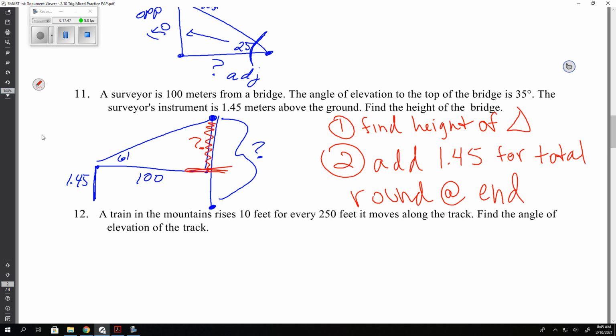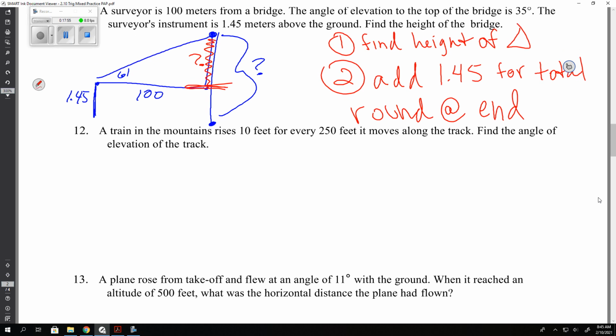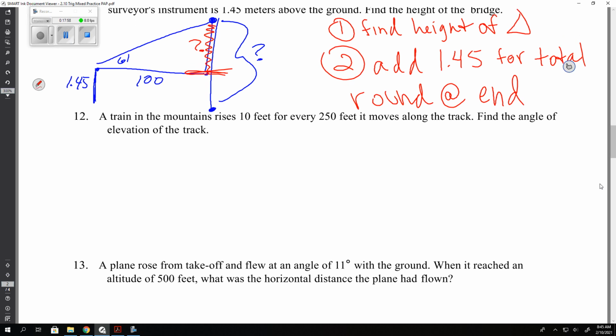And then next one is going to be number 12. And again, y'all know how to work these out. It's just making sure we're setting it up correctly. Okay, number 12 here. It says a train in the mountains rises 10 feet for every 250 feet it travels along the track. So y'all, the train is in the mountains. How does the track go? Diagonally, right? It's going like this. Train's in the mountains. I know, it's not tunneling through. It's going along the mountain.